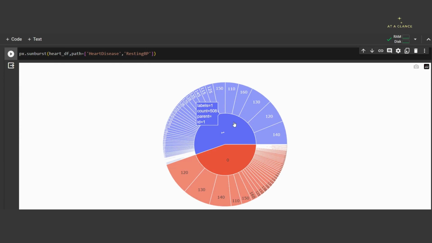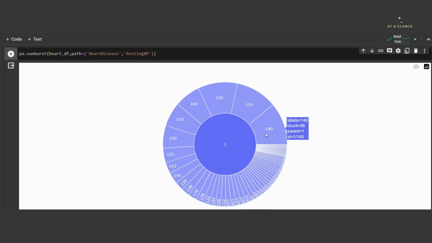If we specifically look at the label 1, here you can see 140 is the blood pressure value for which there are more patients who are having heart disease. Now, if we look at the 10 nearest values, we can say that patients having blood pressure count more than 110 have higher chances of getting heart disease.